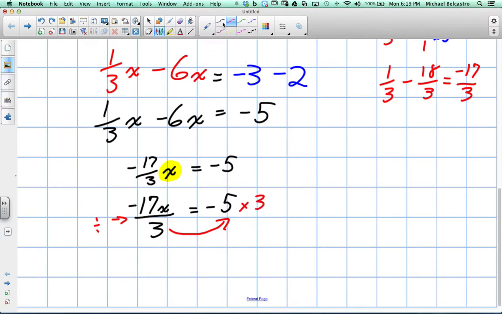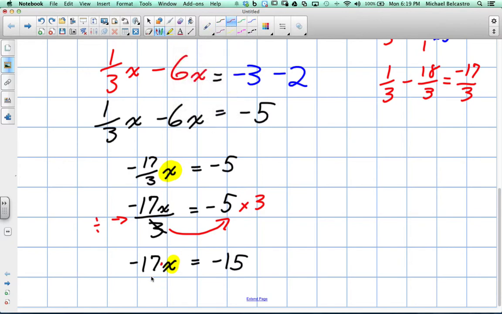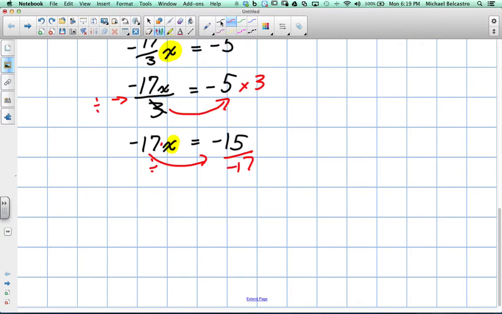So when we do that, negative 5 times 3 will give us negative 15. And on this side, the 3 is kind of gone now. So now we're just left with negative 17 x. Now the goal is to still get x by itself. Because this is technically multiplication, to move negative 17 over, what operation would we use? Divide. Very good. So this 17 drops off, and we have x is equal to negative 15 over negative 17.